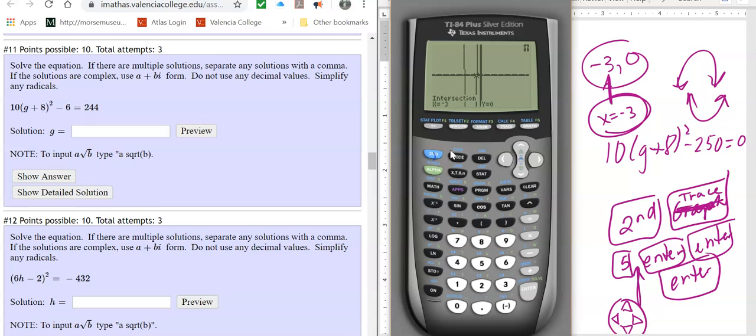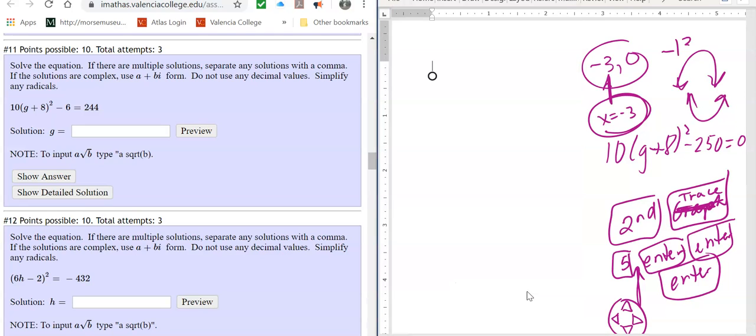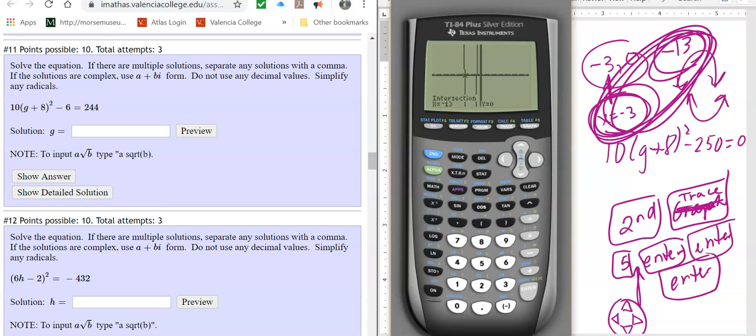So here we go. Second, trace, 5. Now, I'm going to take my little arrow keypad here, and I'm going to just go left because I wanted to go to the one that was to the left of the one I found. Oh, and there's my little spider. Did you see him walk by me? There's my little spider there, okay? So whenever he's anywhere close to that x-intercept, I'm just going to hit enter, enter, enter. And it tells me -13. So that's my second answer, -13. So there's my two answers there. So -3 and -13. So I checked myself on the calculator.